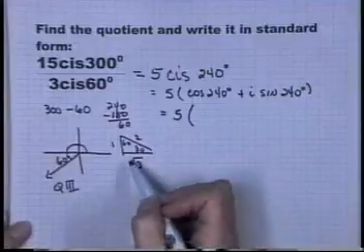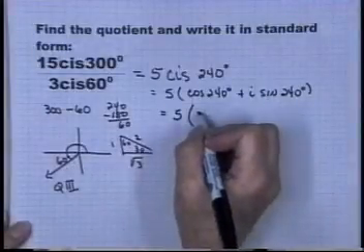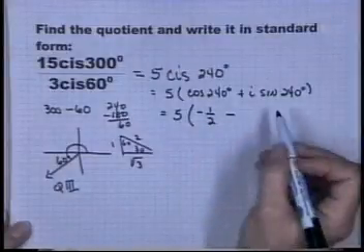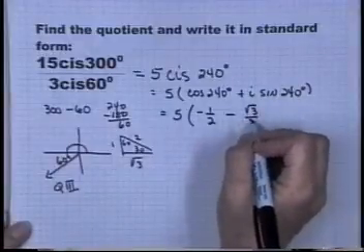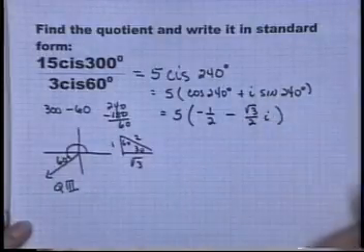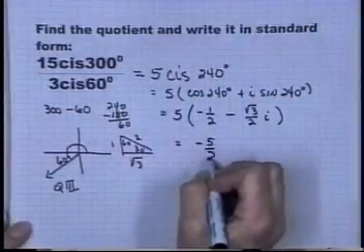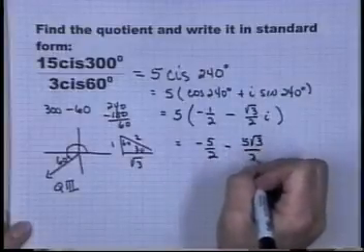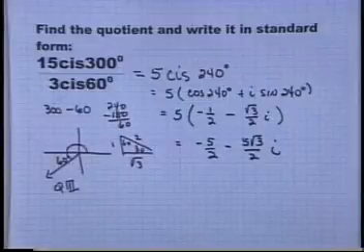Okay, so it's just like the cosine of 60, which would be 1/2, but it's negative. And then, again, the sine's going to be negative. It's just like the sine of 60, square root 3 over 2. Remember, that one is times I. So we have negative 5/2 distributing here, minus 5 square root 3 over 2 i is our solution in standard form.